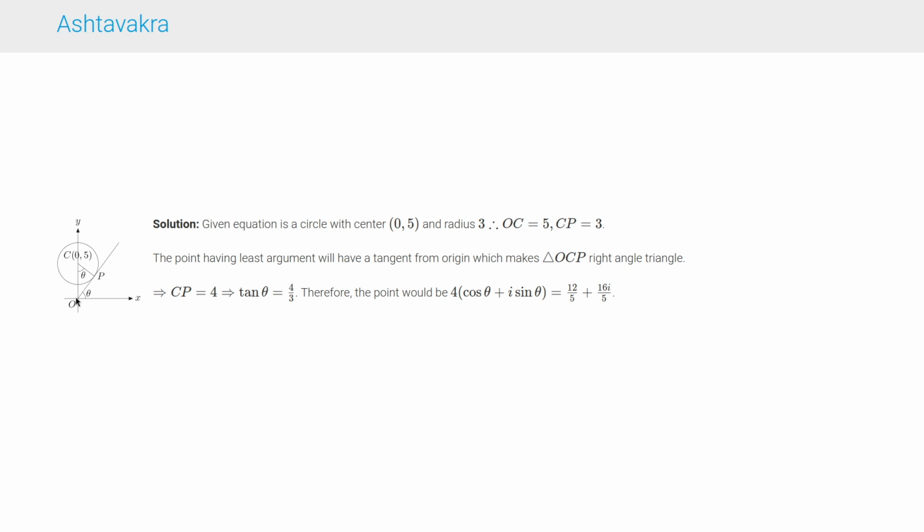Now this is 5, this is 3, so this would be 4. So OP would be 4. This is a tangent, so this is perpendicular and this is hypotenuse. So tan theta is equal to OP by CP, that is 4 by 3. Therefore the point would be 4 cos theta plus i sin theta, which is equal to 12 by 5 plus 16i by 5. With this we come to the end of 29 set of problems.